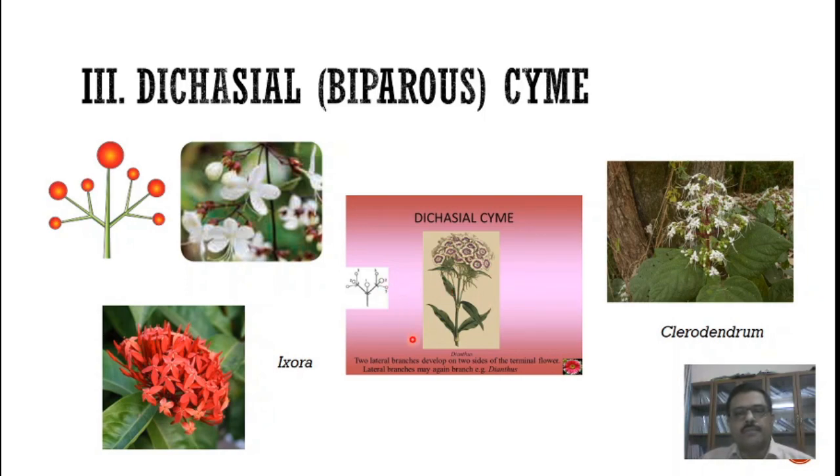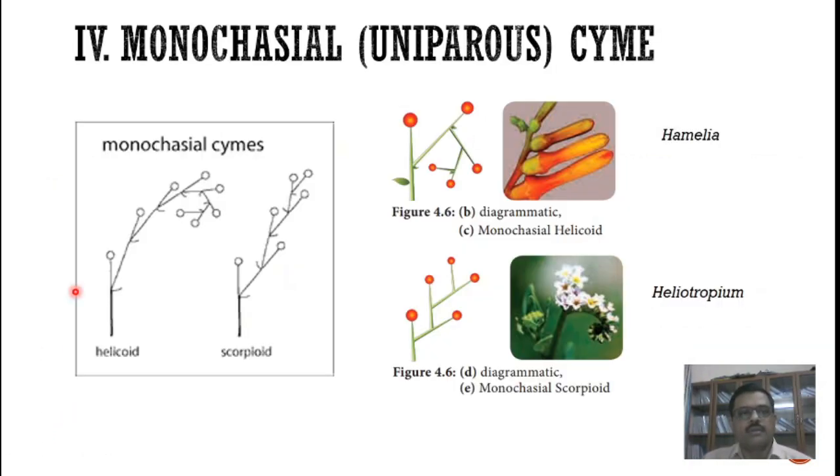in dianthus. Now the same is the case in Clerodendrum, which is പെരുവണം എന്ന് നമ്മൾ മലയാളത്തിൽ പറയുന്ന ചെടി, Ixora, തെച്ചി. These are all examples of dicacial or biparous cymes. The fourth type here is the monocacial cyme.